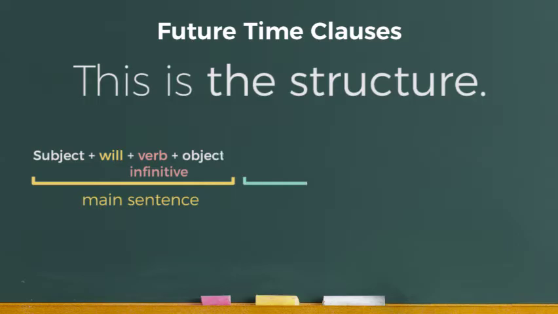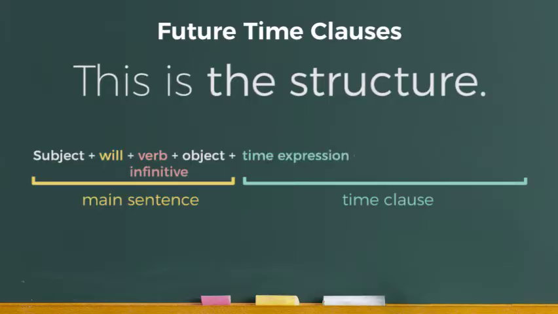The second part of this sentence is formed with a future time clause. And this clause begins with a time expression, which we will review in a moment. Then we write the subject. The verb in the future time clause is always in present simple. And as usual, in the last part, we write the object of the verb.